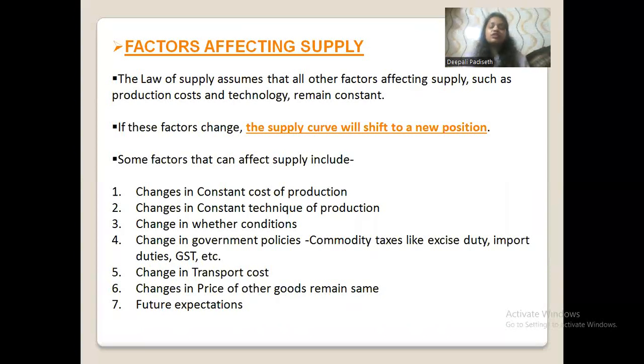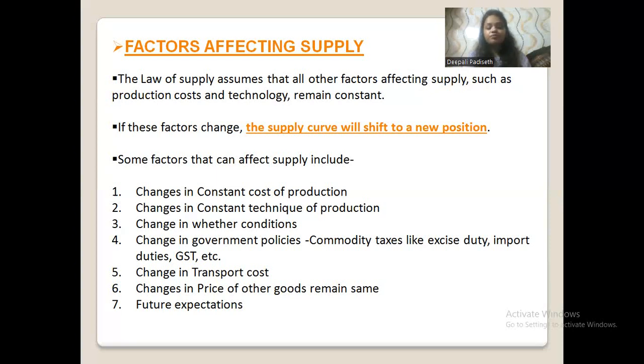If there is a change in weather conditions, then of course supply will vary. There should also not be a change in government policies. This will affect the supply, like commodity taxes, excise duty, import duties, GST, etc. There must not be changes in transportation cost. This would also affect the supply. Then there must not be changes in the price of other goods.